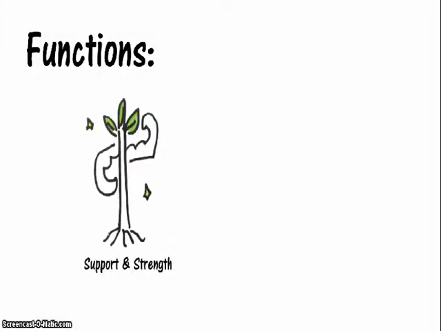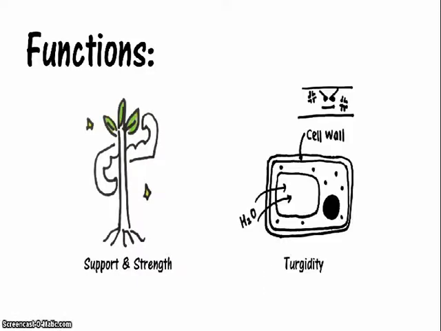So the functions of the cell wall. First one, as I said before, support and strength. And next, turgidity, because as you can see here, the cell wall is very rigid. So when water enters by osmosis, the cell is resistant to expansion. So the cells will not burst when exposed to any dilute solution. However, it becomes turgid.